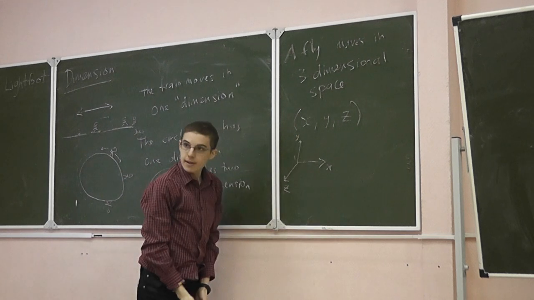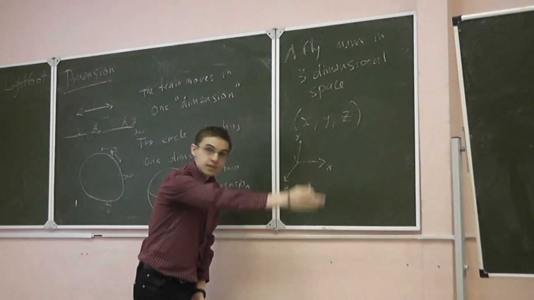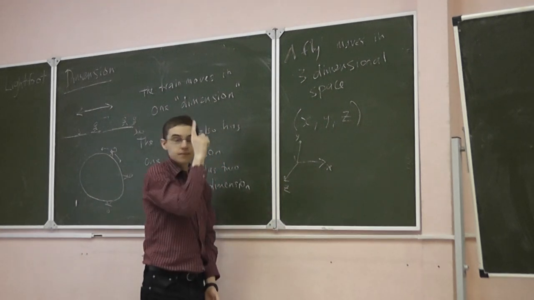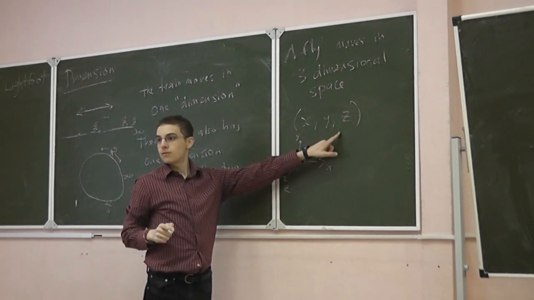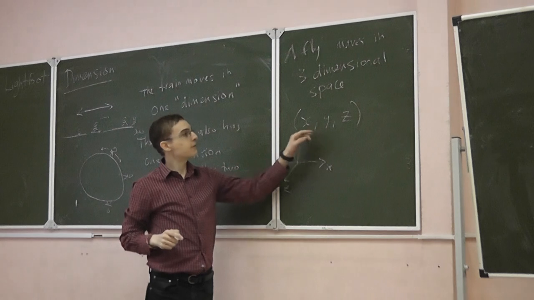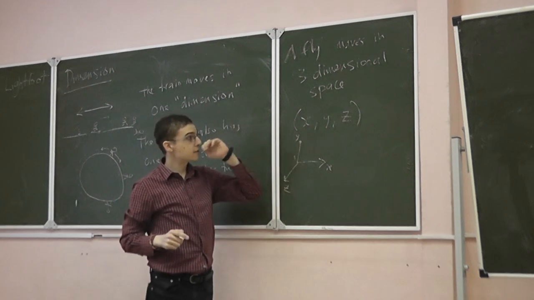So here's my origin. Maybe that's my x direction, that's my y direction, and this is my z direction. So each point on the fly, we could give it an x, y, and z coordinate. So that would say it's moving in three dimensions.